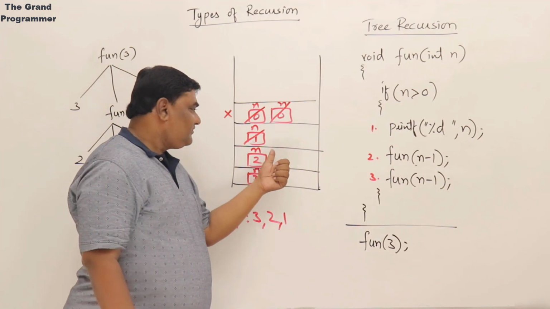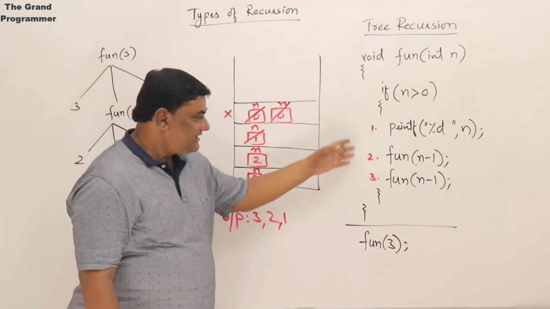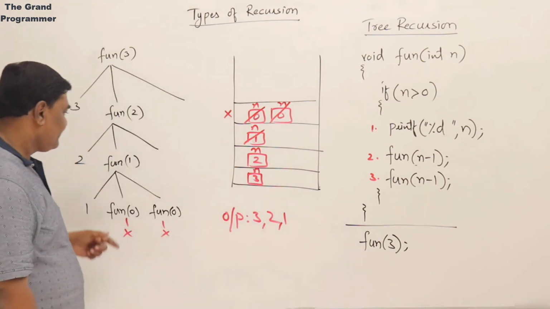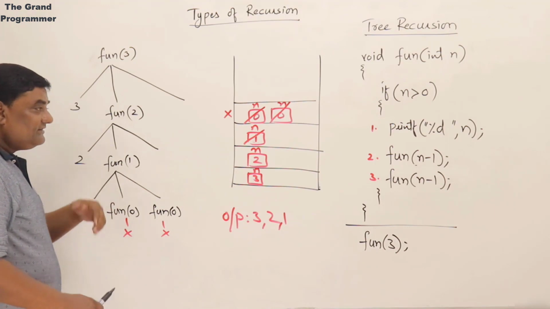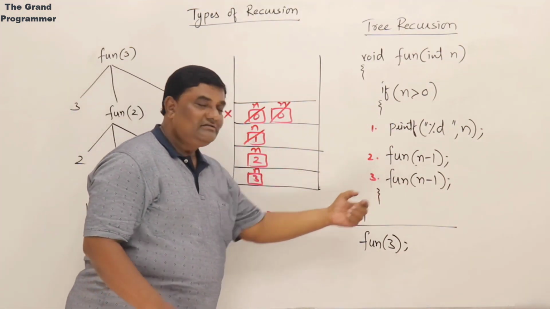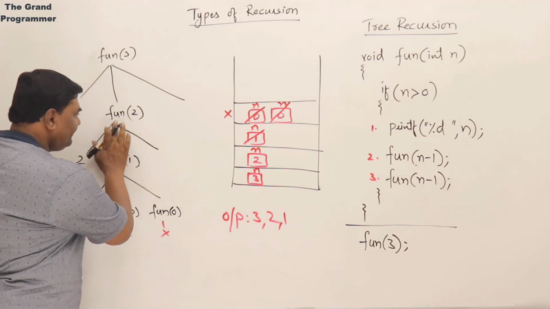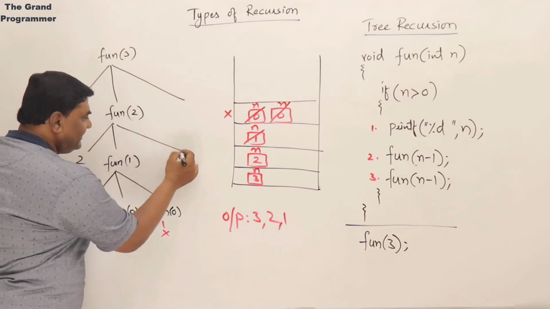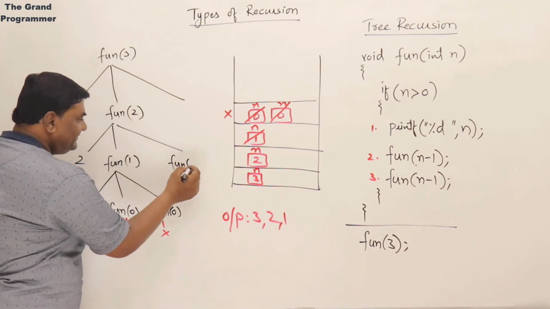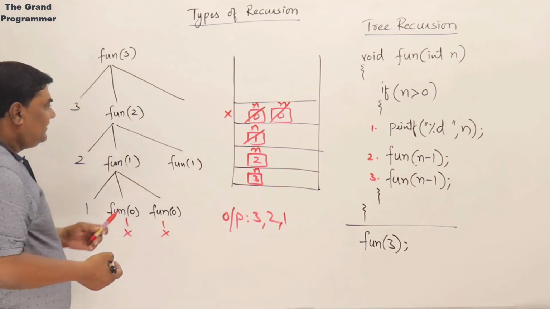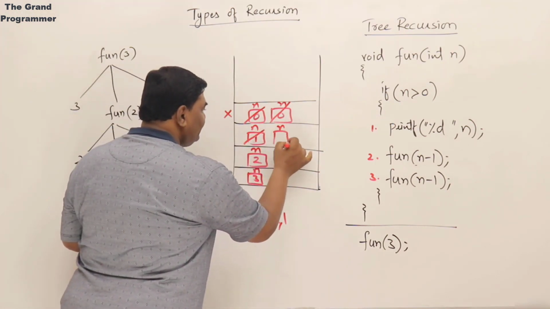Now it is back on this call where n is 2. And in that, out of 3 steps, it has already performed the first step, printing of 2, and a call. Then next it has to make a call again, that is n-1. So now it will make a call for fun of n-1, that is 2 minus 1, that is 1. Now again a fresh call.